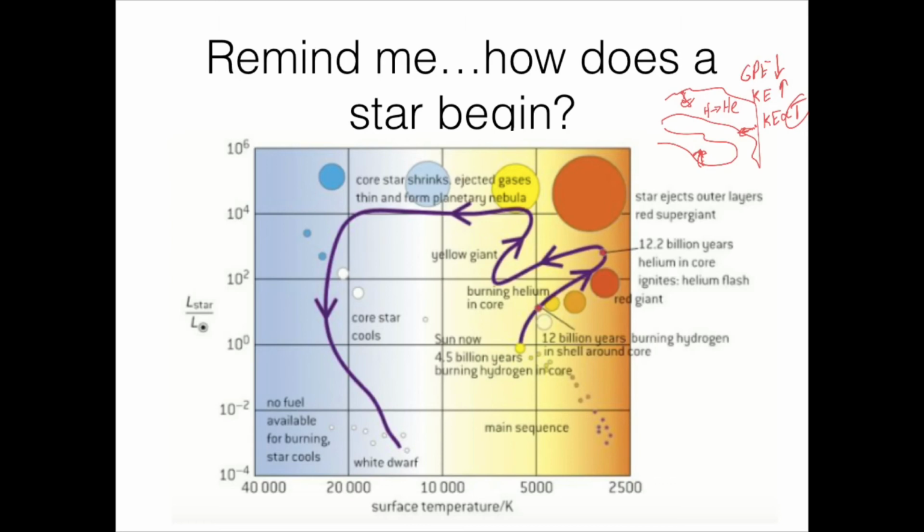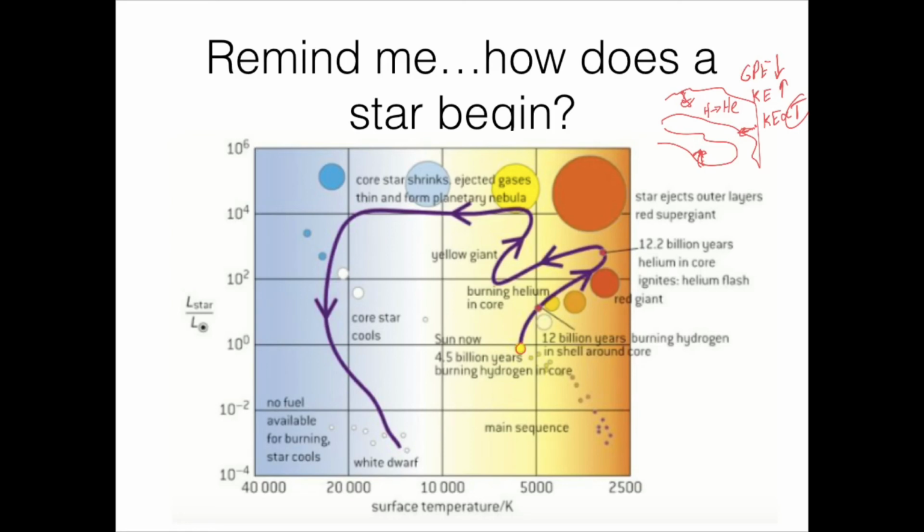That's how it begins. What we want to talk about now is what happens when a star dies. Well, we've talked about this a little bit too. We talked about the sun.